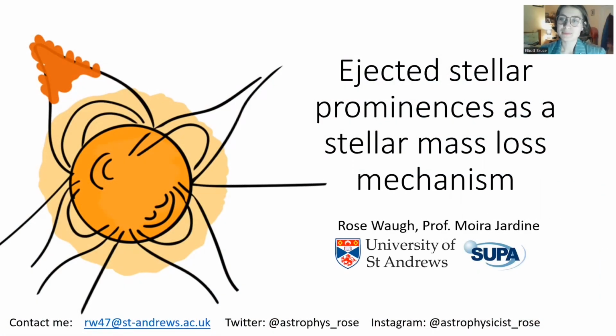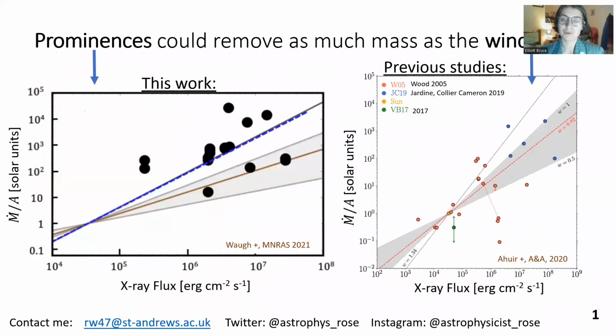Hi, I'm going to present some work that suggests that stellar prominences could be an important but invisible mass loss mechanism for young stars. This research is from a paper that we published last year, and you can find it on arXiv. I'm going to focus on just one part of the paper since this is a 10-minute talk, and that is that prominences could be removing as much mass as the stellar wind, but that we might not observe them.